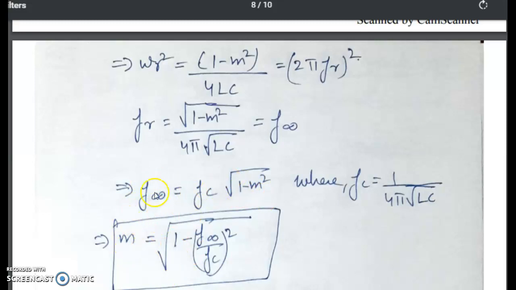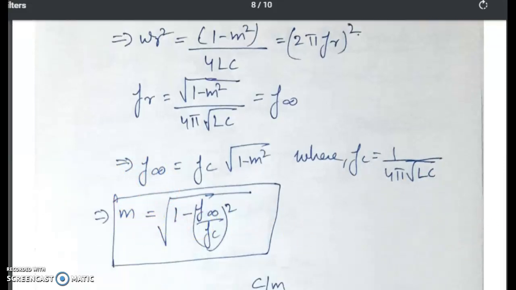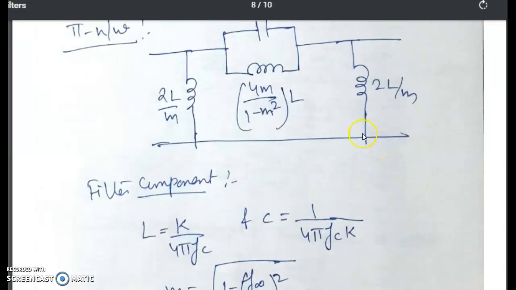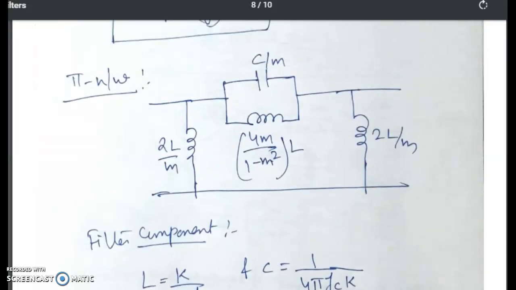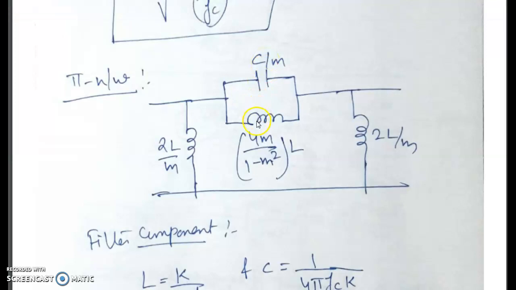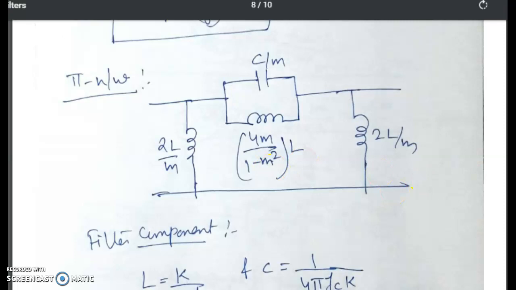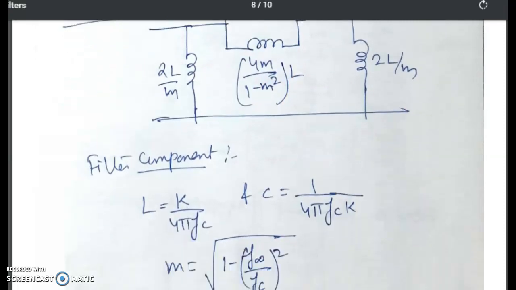From here we can see that m is equal to under root of 1 minus (f infinity upon Fc) whole square. Similar is the case with the pi network. In the case of the pi network of the m-derived filter, this is the condition. When we compare the impedances of the high pass filter, we see that the inductance in the shunt arm is equal to 2L upon m, the capacitance in the series arm is equal to C upon m, and the inductance is equal to 4m upon (1 minus m square) into L. Now the filter component values we find out as in the case of the constant K filter.